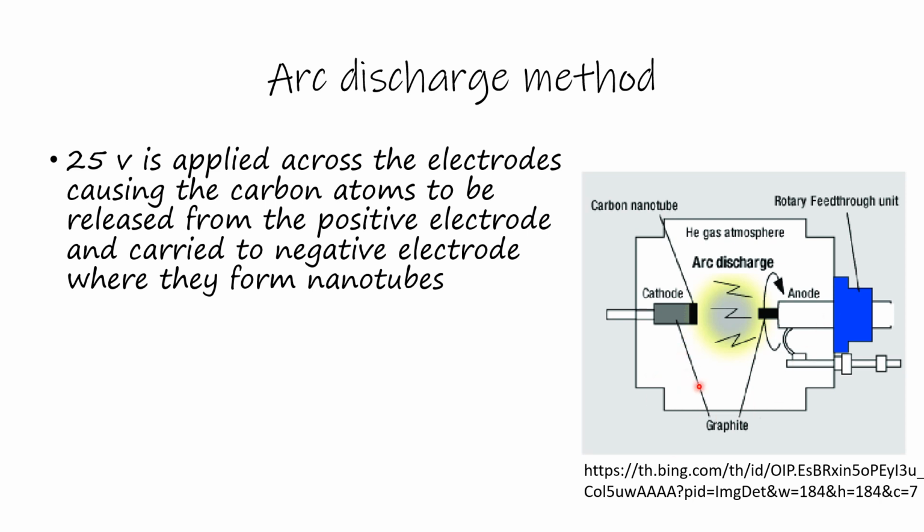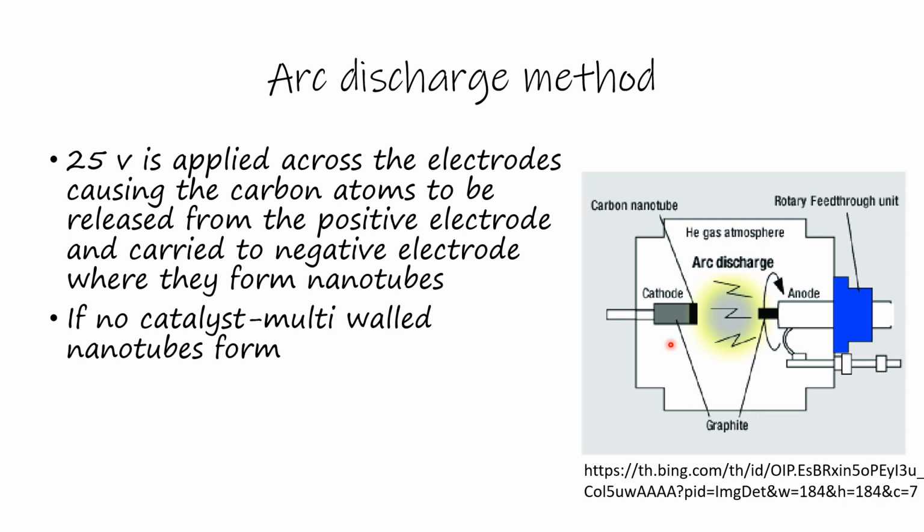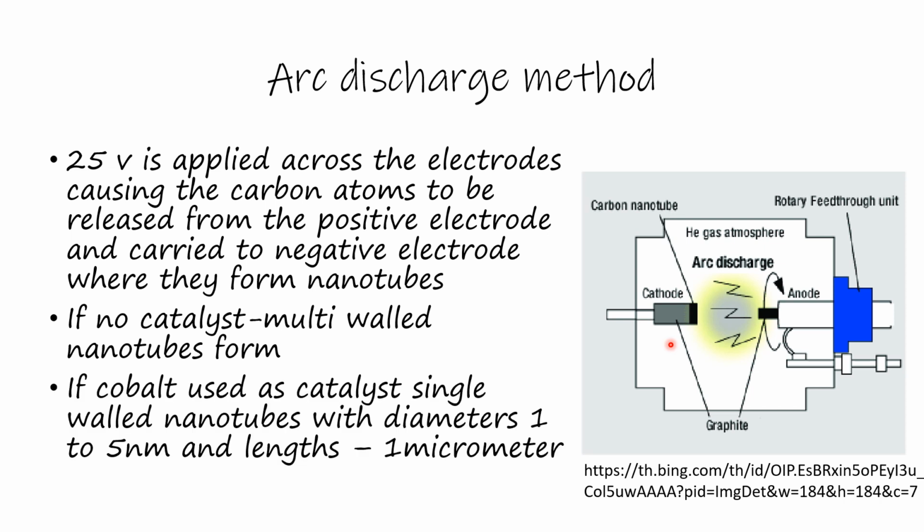So now what will happen? From the positive electrode, the atoms will be carried to the negative electrode and deposited there. As you can see, this is where the carbon nanotubes are formed. If no catalyst is used, we get multi-walled nanotubes. When we use catalysts such as cobalt, we get single-walled nanotubes.